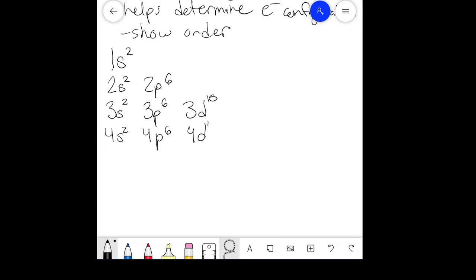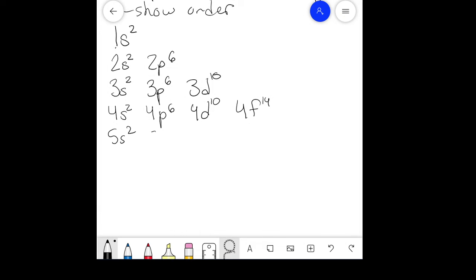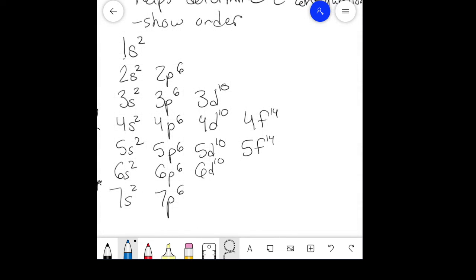If you go to 4, 4 has all the other ones as before. It also has the F sublevel with 14 electrons. And 5 has all of them as well. And then when you get to 6, 6 has the first 3, but it does not have the F, and that's because it just doesn't exist. There's no element with that many electrons. And so that's why 7 again only has 7s2 and 7p6, because while these last 3 technically exist, no element has that many electrons.